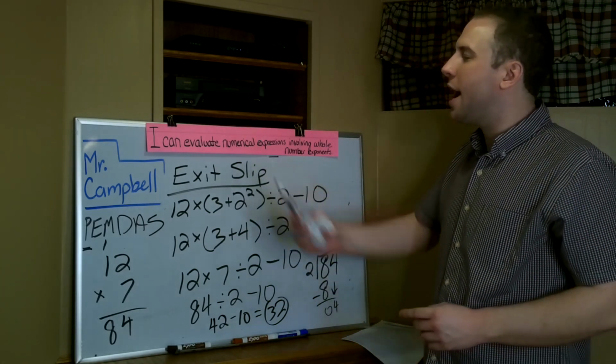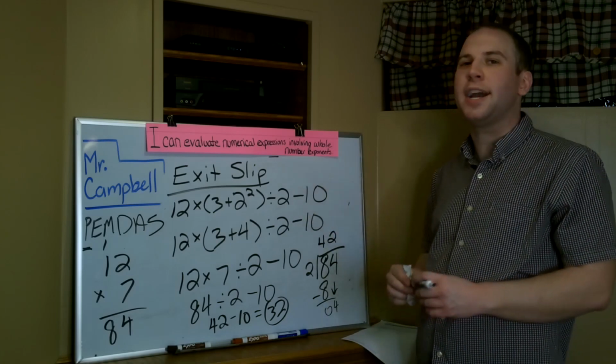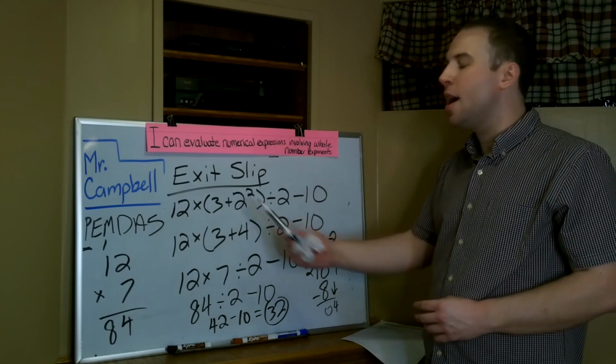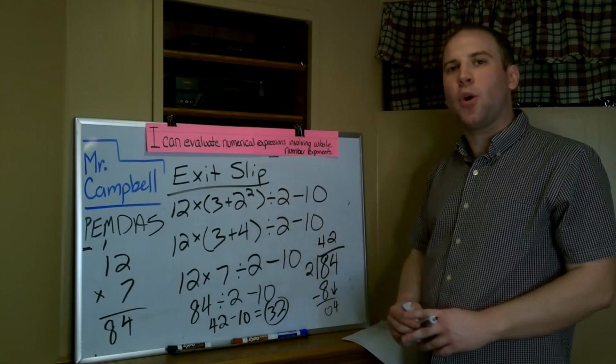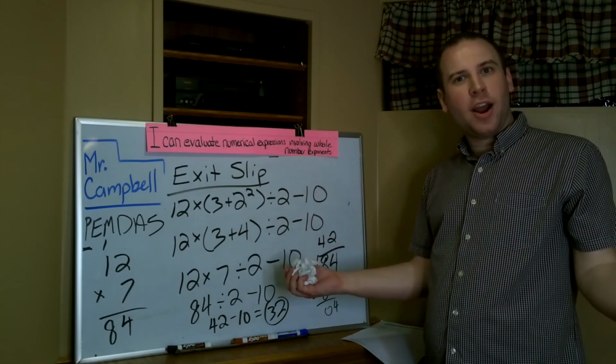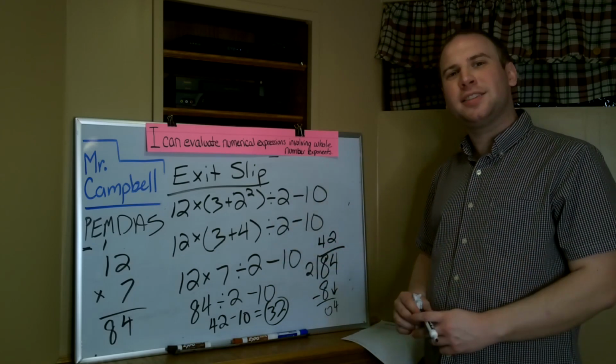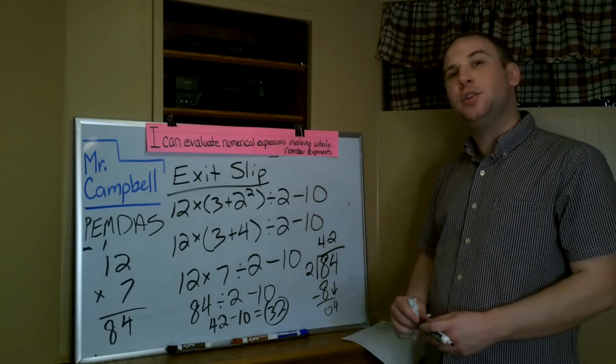So going back to our I can statement today, I can evaluate numerical expressions involving whole number exponents. As you can see, combining exponents back into our problems and doing order of operations, we're still able to get our answer.